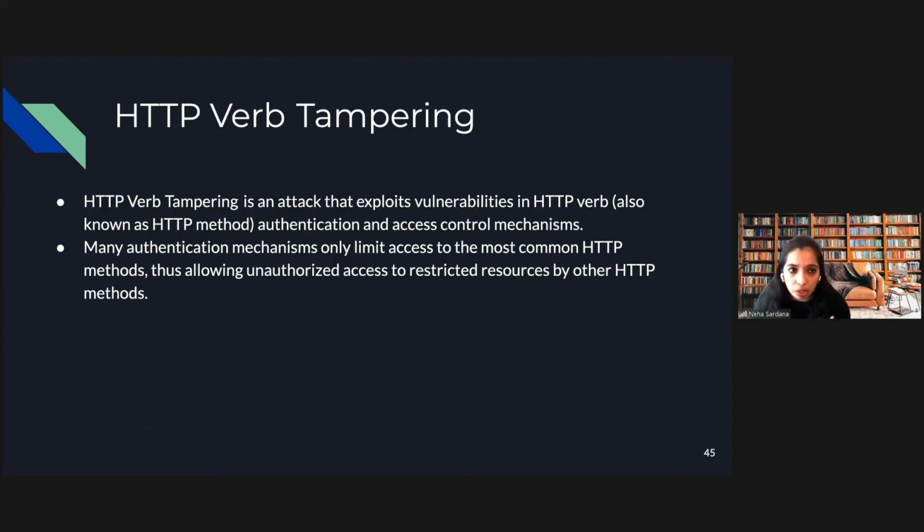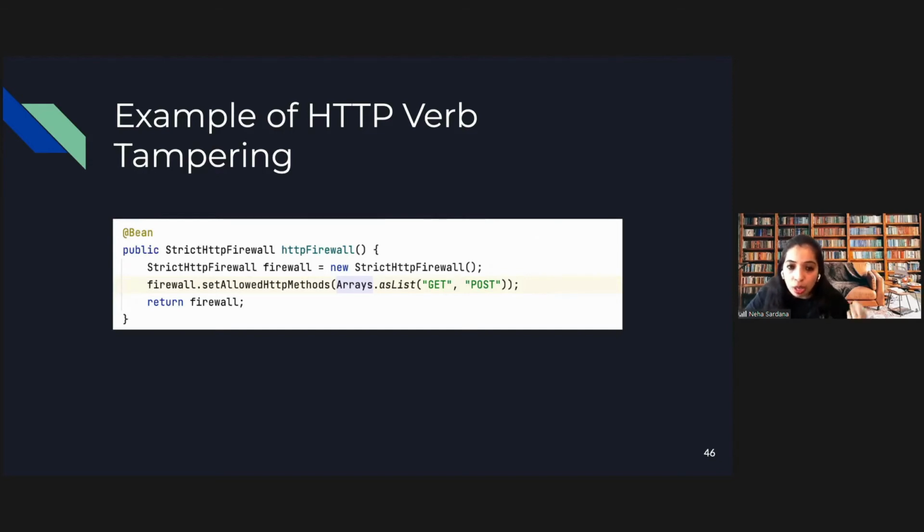Then we come to HTTP verb tampering. HTTP verb tampering is an attack that exploits vulnerabilities in HTTP verb, also known as HTTP method, authentication access control mechanisms. Many authentication mechanisms only limit access to the most common HTTP methods, thus allowing unauthorized users to access restricted resources by using other HTTP methods. You may have exposed a URL, let's say a GET URL, and a hacker will try to access it with a POST or a DELETE.